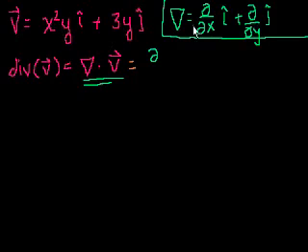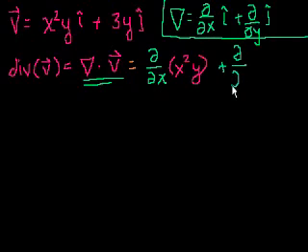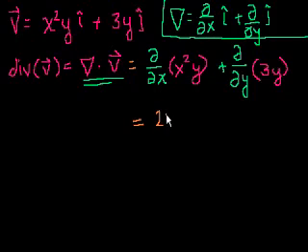So if you took the dot product of that and that, it would be the partial derivative with respect to x of that expression x squared y, and then plus the partial derivative with respect to y of that second expression, the y component, 3y. And then you would evaluate it. You would evaluate what's the partial derivative of this with respect to x. Well, we just pretend that y is a constant. It's just a number. So the derivative of this with respect to x is 2x times the constant. So it'll be 2xy.